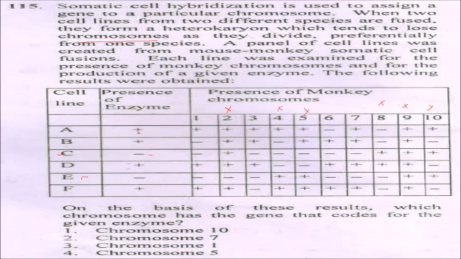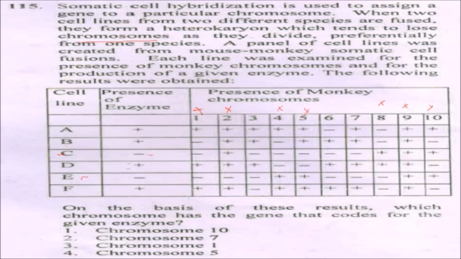Now come to the positive ones. The positive ones are A, B, D and F. So in A, the enzyme is there. If chromosome 1 were responsible for the production of the enzyme, then it should be present in all of A, B, D and F, but it is absent in the case of B.